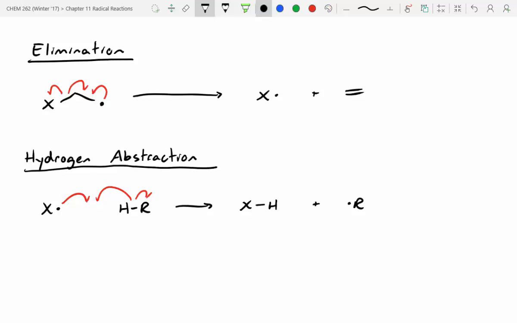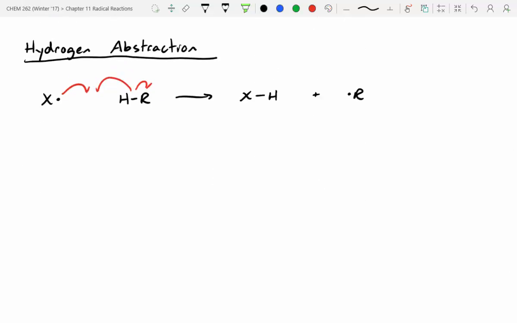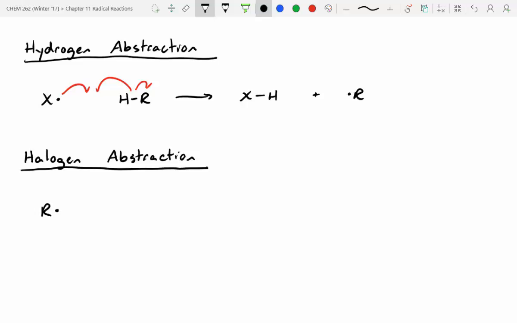And it's important to remember that in order for this reaction to be favorable, typically you're going to be forming some sort of stabilized radical, so usually a tertiary radical or resonance stabilized radical. It's similar to forming a carbocation in that way. And then last but not least, we've got halogen abstractions, which is very similar. And with halogen abstraction, you have some sort of radical that's stealing a halogen.